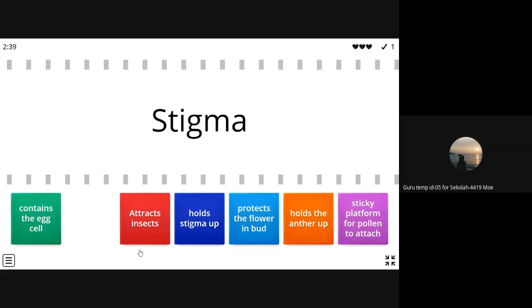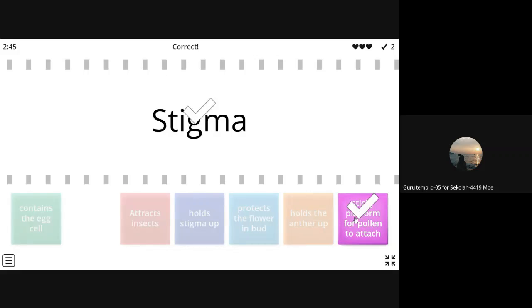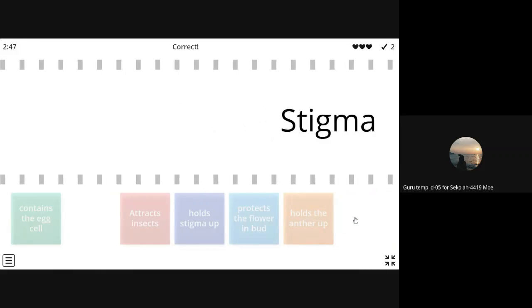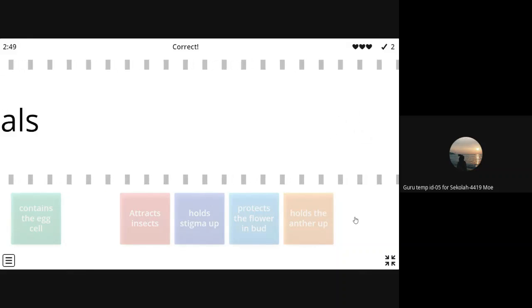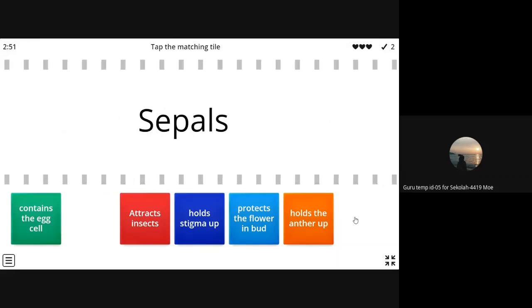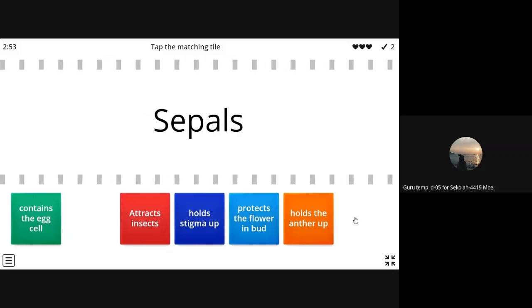Okay, so Adam Hanan said in the chat section, sticky platform for pollen to attach. Is that right? Okay, correct. Remember, the stigma receives pollen grains from the anther. Whatever is not written in the textbook, you can still write it down. Extra information, because the textbook does not tell you. Receive pollen grains from the anther, or collect pollen grains also can.